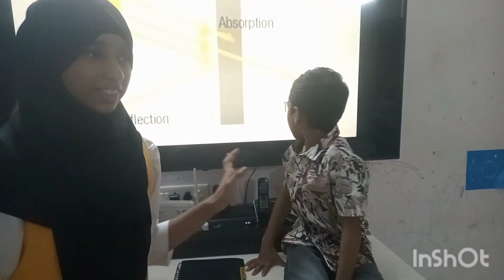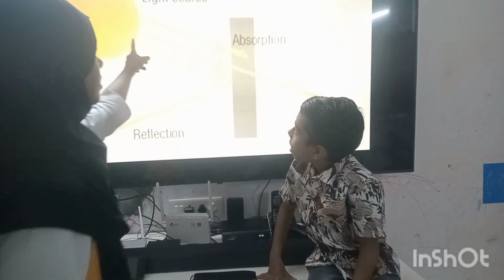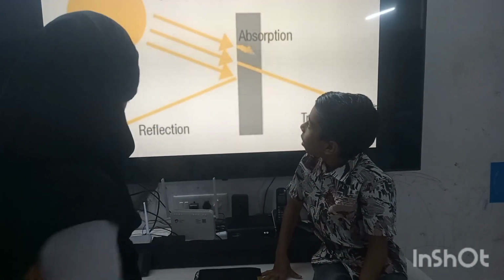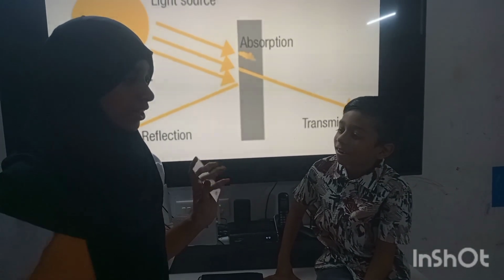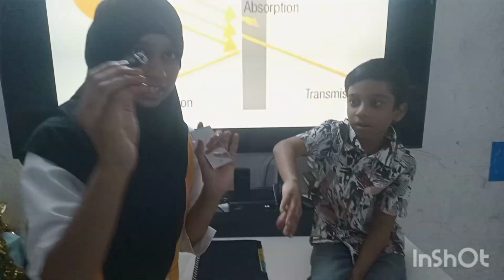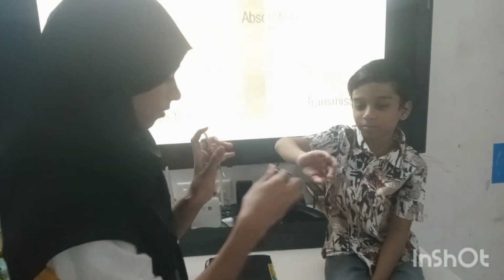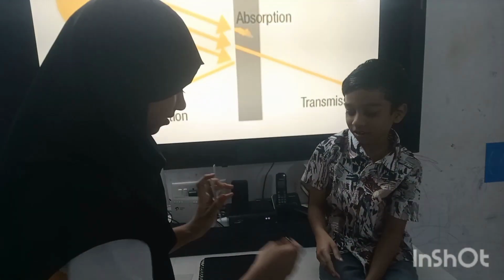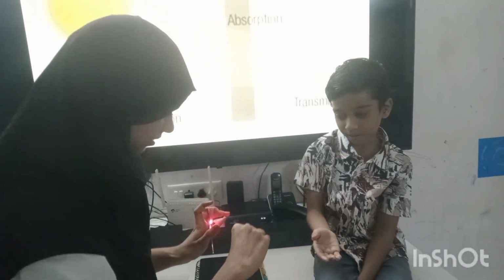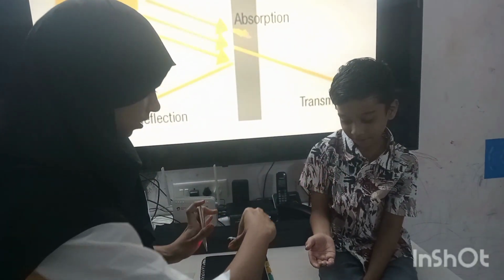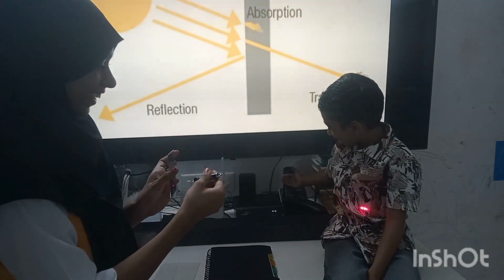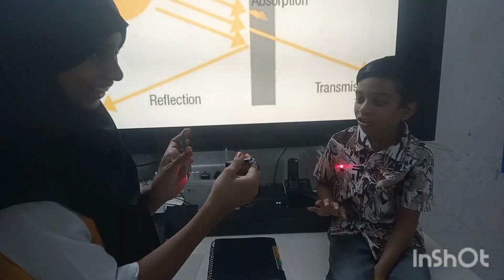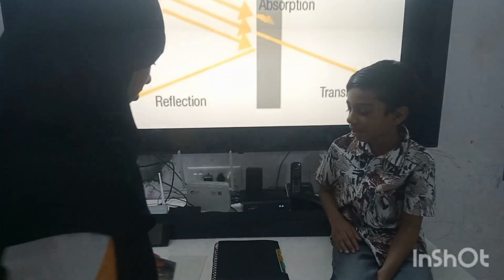So when light hits an object, three things happen. The first one is reflection. What is this? A tiny mirror. Yeah, this is a mirror. This is a laser light, and I'll be using this for reflecting. Keep your hands like this. Okay. So the laser light right here reflected through this mirror. So this is called reflection.